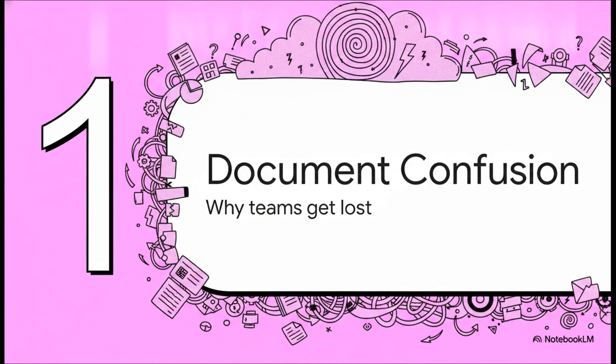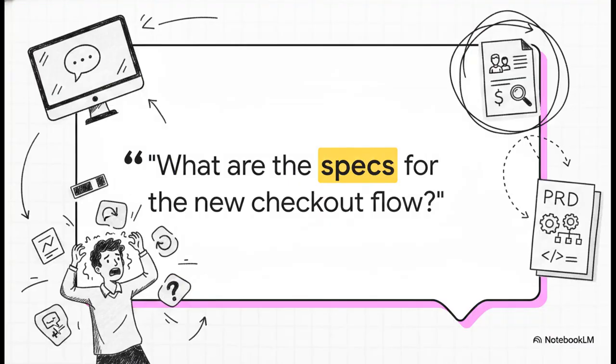Starting off with Section 1, the great document confusion, why product teams get lost in the chaos. Picture this. Your engineer just messaged you on Slack, "Hey, what are the specs for the new checkout flow?" We have all been there, right? That sudden wave of panic when an engineer asks for technical specs, while at the exact same time your stakeholders are demanding features that were totally out of scope. You're sitting there with a dozen scattered user stories, a half-finished prototype, a few messy meeting notes, and suddenly you're expected to have this perfectly cohesive plan.